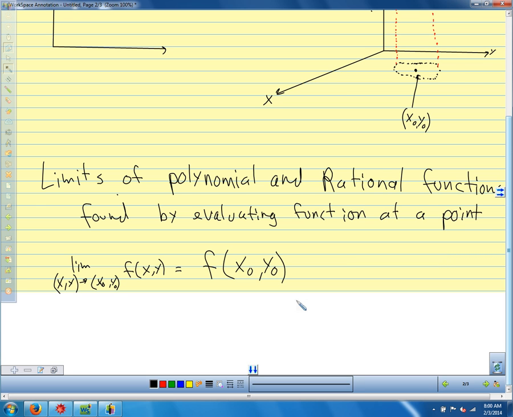All right, so now we want to expand. We have this idea of how we find a limit, what a limit means for a multivariable function. We want to talk about continuity.